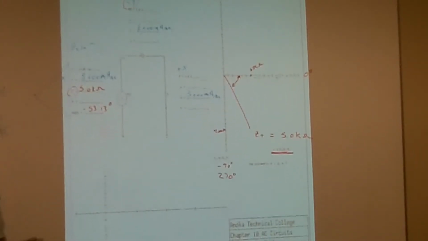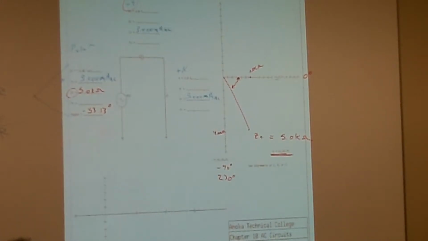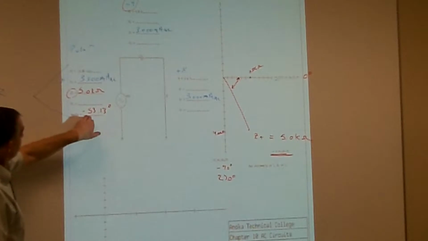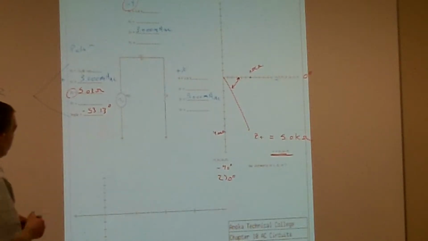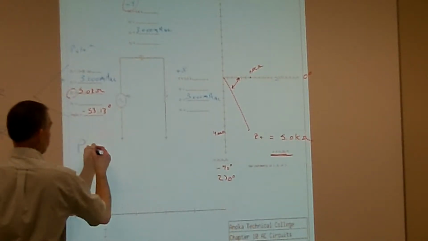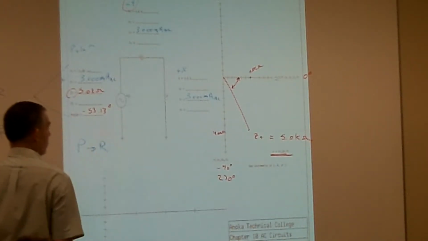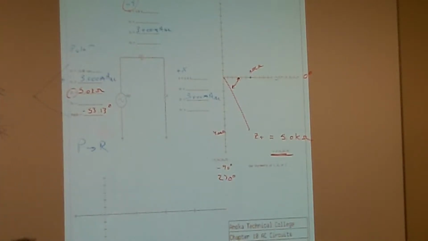So since we're practicing doing this in our calculators, I'm going to put in my 15 volts AC, and then I'm going to hit my second XY, then I'm going to put in my negative 53.13 degrees, and then I'm going to do my polar to rectangular function this time. And the first number I come up with is going to be my X value.